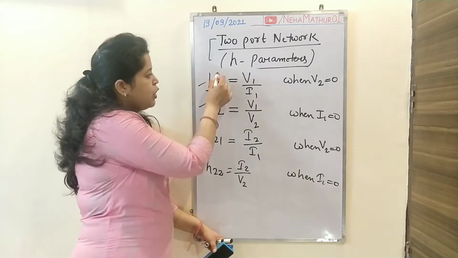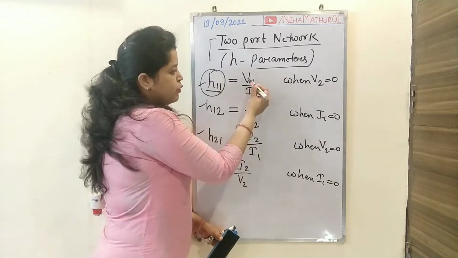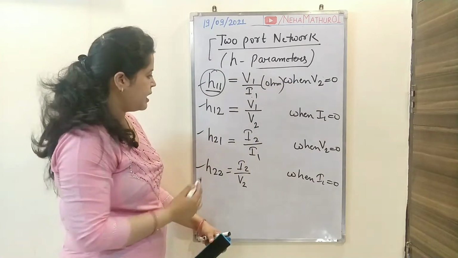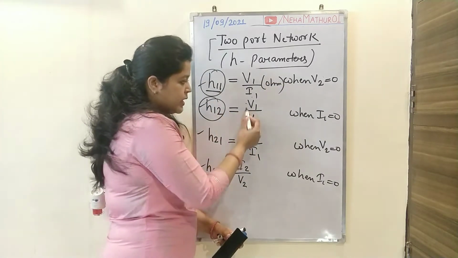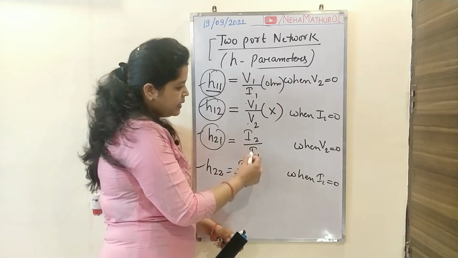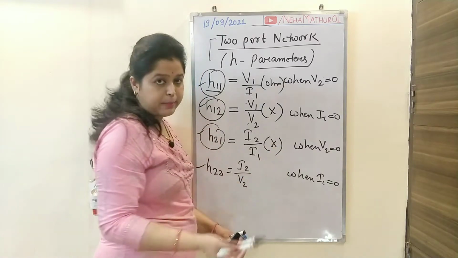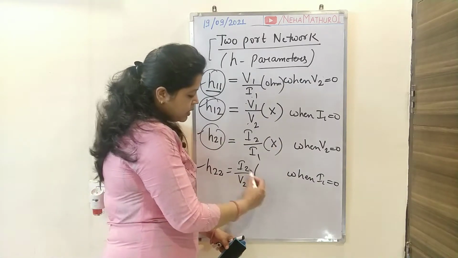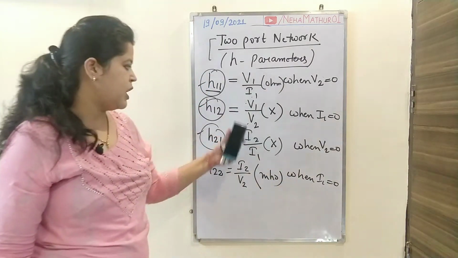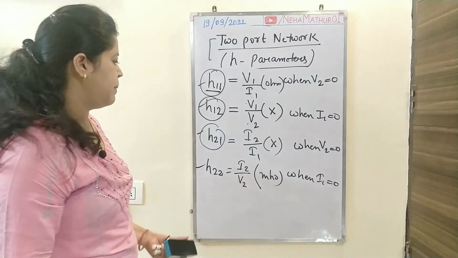Now it is clear from all those four formulas that the unit of H11 will be voltage upon current, so the unit will be ohm. Similarly, H12, voltage upon voltage, no unit. H21, current upon current, again no unit, dimensionless. H22, current upon voltage, so the unit will be mho. So these are the units for all the four parameters.